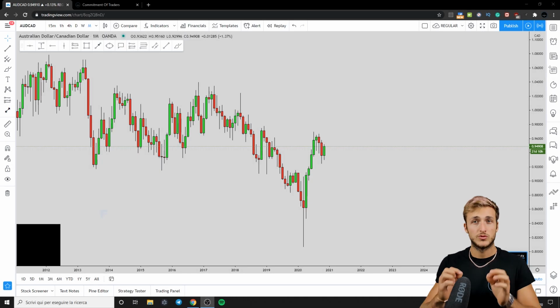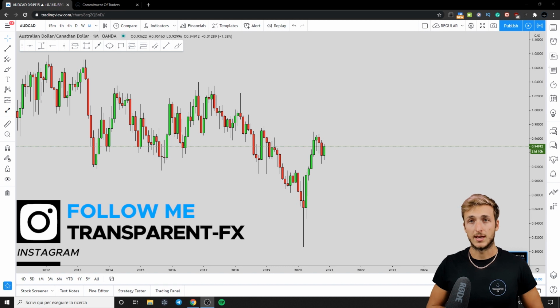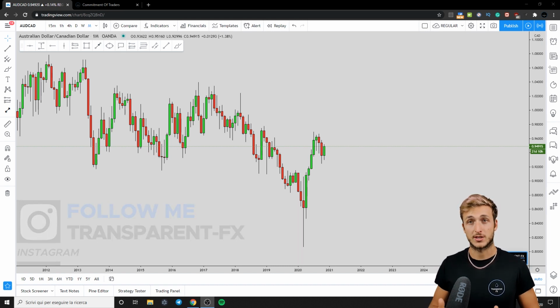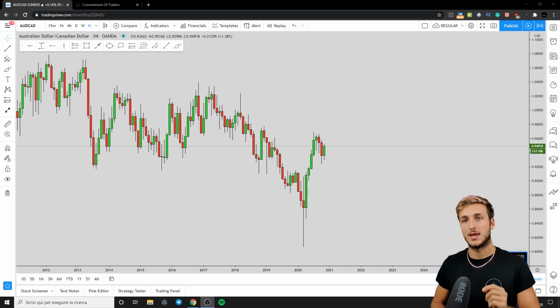The pair that I want to speak about today is AUD CAD because lately it has been providing some very interesting price action. So it's definitely time to make an update and understand exactly what kind of situation we currently have on it and how we can be looking to take a nice swing trading opportunity on it.